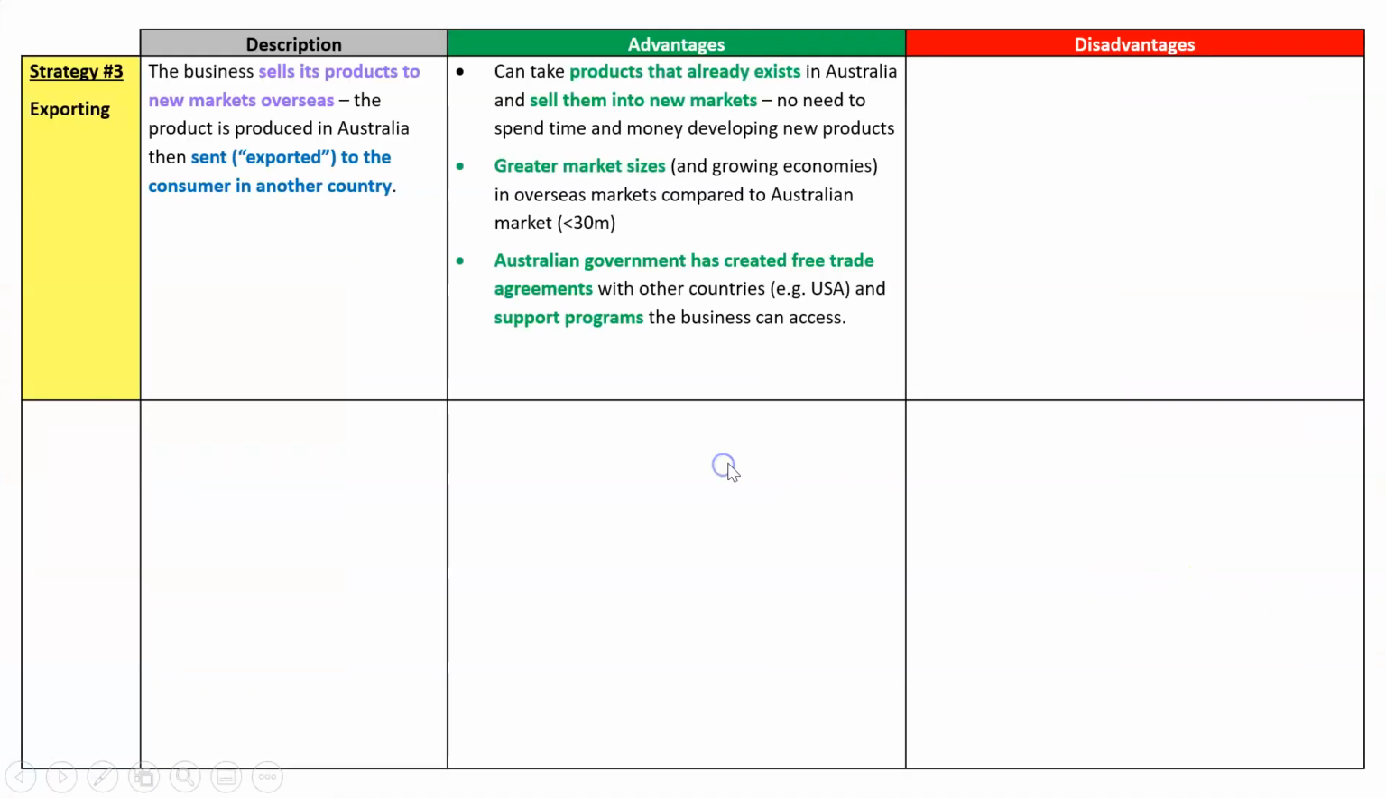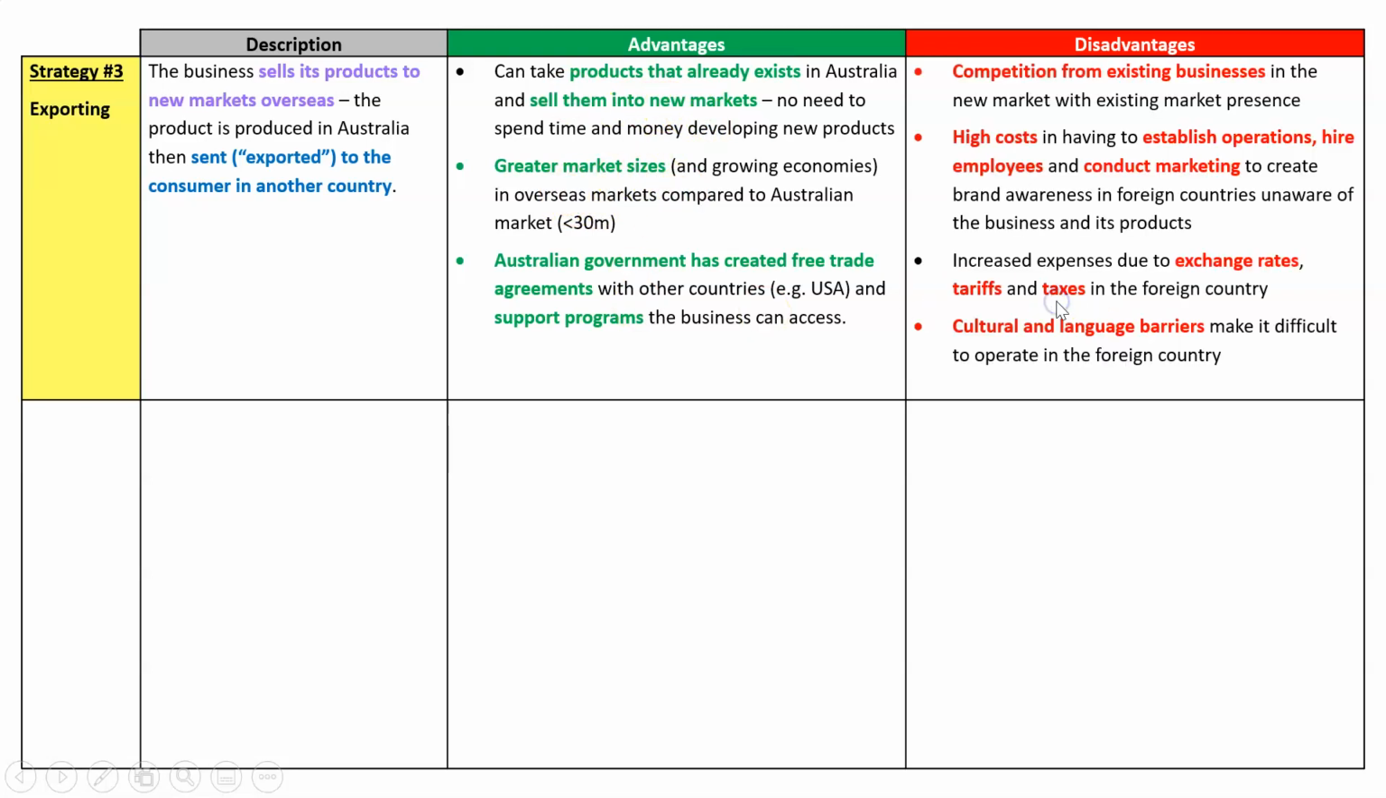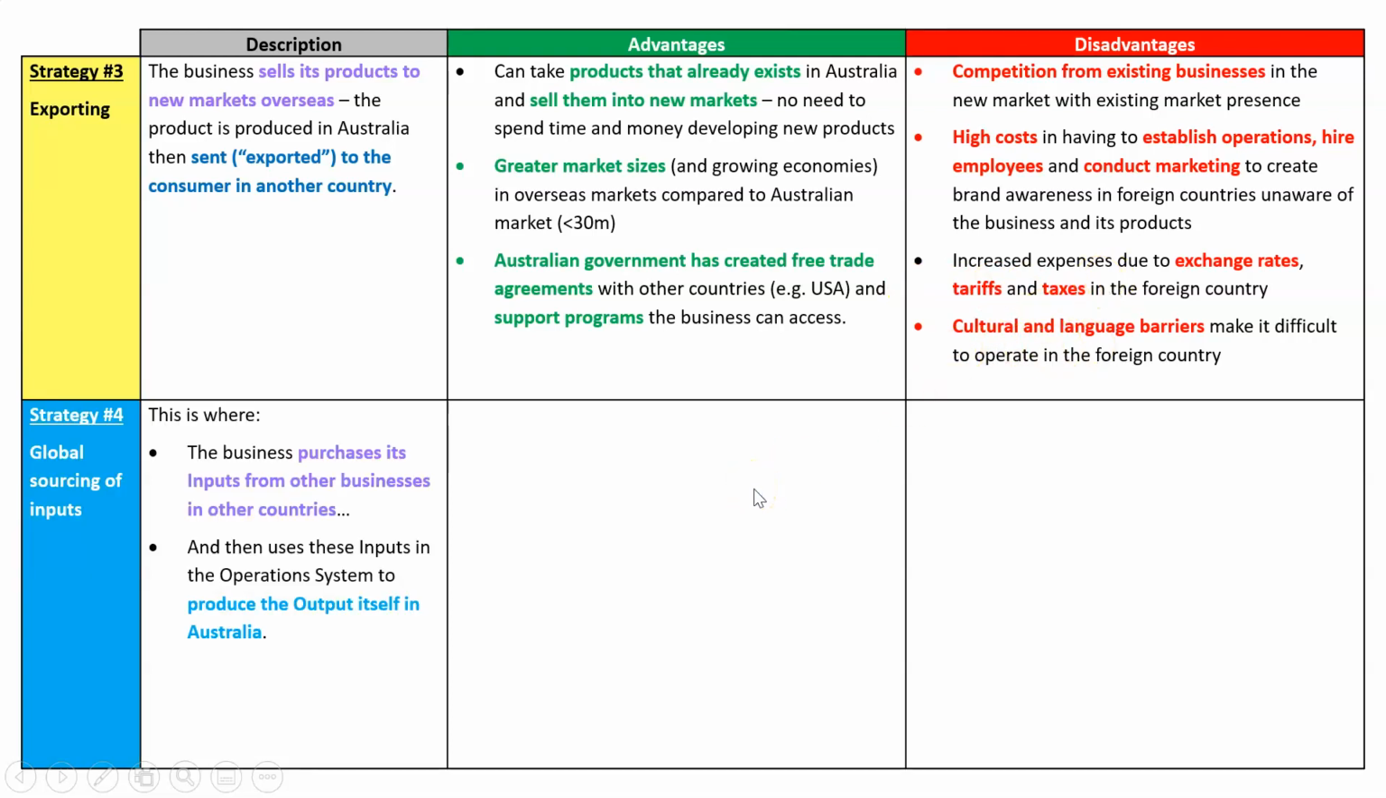We've got exporting: sell the product that we make in Australia overseas. So that's good because we don't have to make new things. We're just selling them in new markets and a greater market size than in Australia. Disadvantages: well, companies overseas aren't going to be very happy with this. They're going to compete with us in their own market. There's going to be exchange rates, tariffs, etc. and cultural and language barriers.